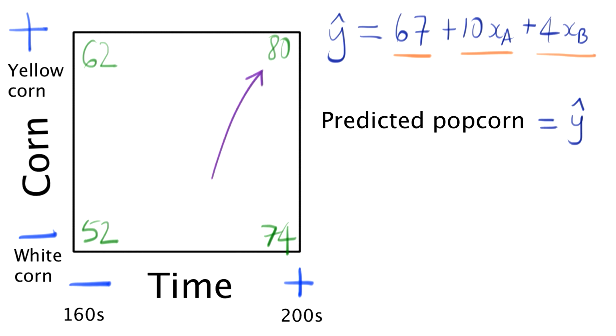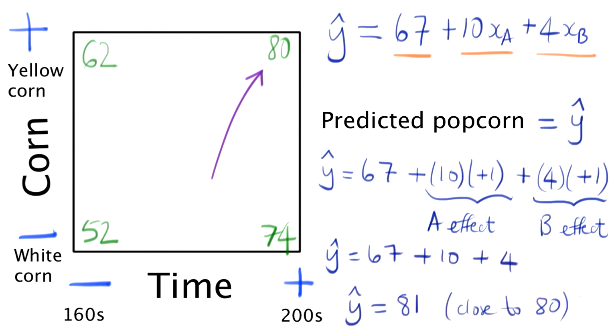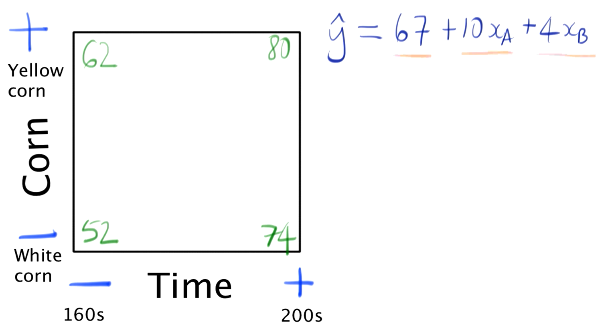Let's try making a prediction over here at the top right-hand corner where we had both long cooking times and yellow corn. The prediction still has three parts. We add up our baseline value of 67 plus 10 units due to the longer time with a +1 multiplier, and the additional 4 popcorns are due to multiplying by +1 for the corn type. We get a total value of 81. That's really a good prediction. Now, where did these values come from?